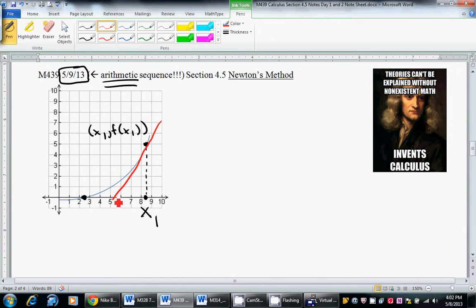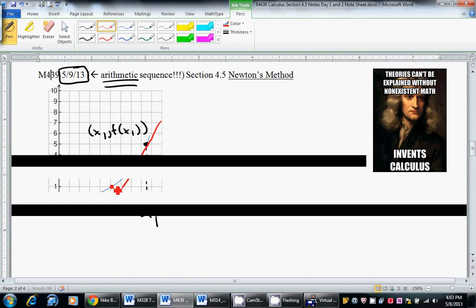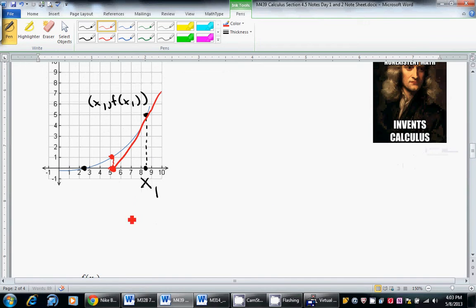Let's find the x-intercept of that line. I meant that line. Let's find the x-intercept of the tangent line at x1, because that point will correlate to a point on the graph which is closer to my x-intercept. And I'm going to call this value x sub 2, and this point on my graph will be x sub 2 comma f of x sub 2.